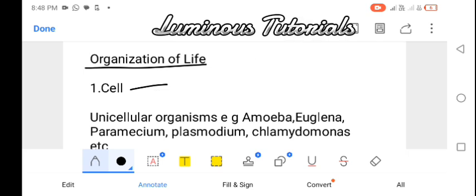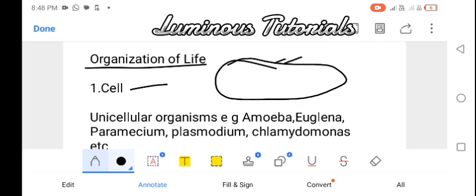Another one we have is the paramecium, slipper shaped. I can't draw because of time, but you see, it's like slipper shaped. With this paramecium, everything it has, the movement, is just within this single cell. It moves with the cilia. Now, all these ones are called unicellular organisms. Why? They have only one cell, and that one cell is doing all their functions.